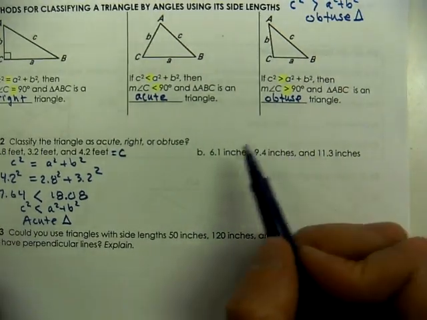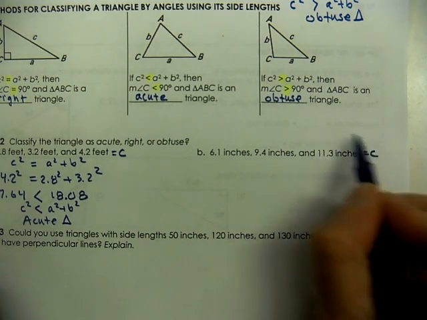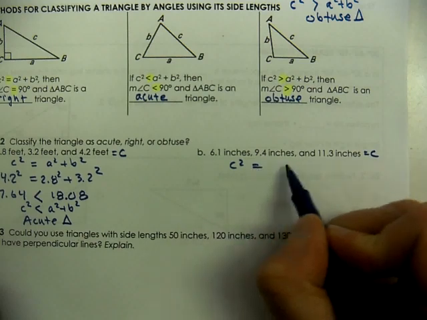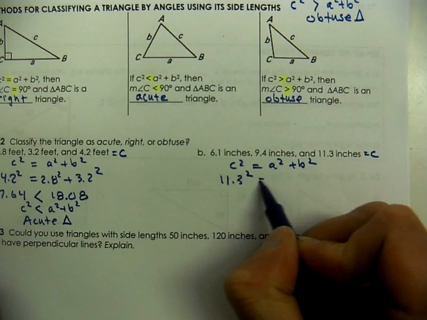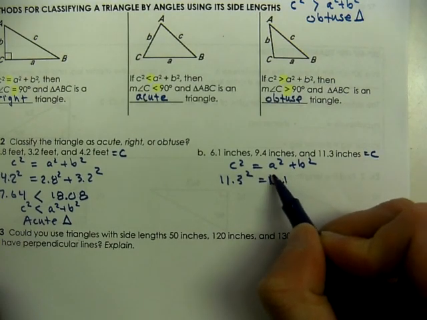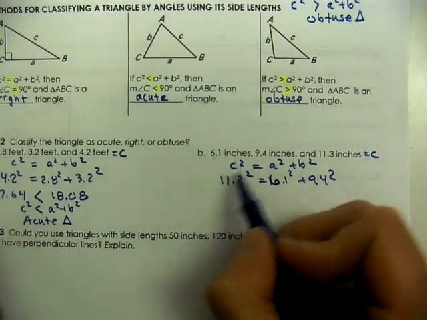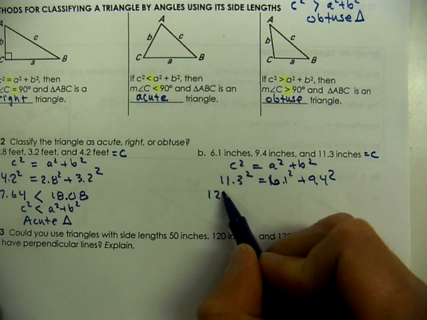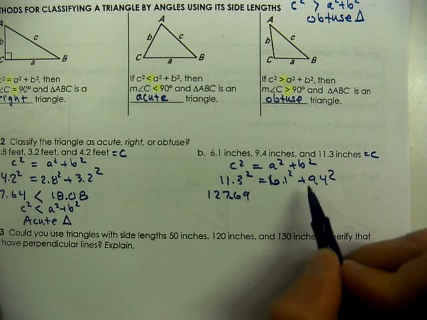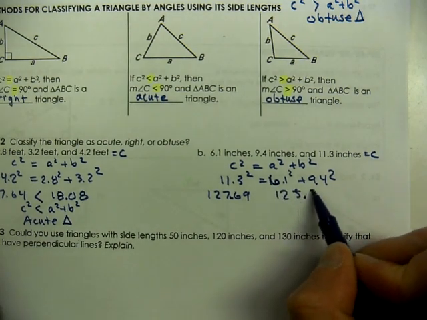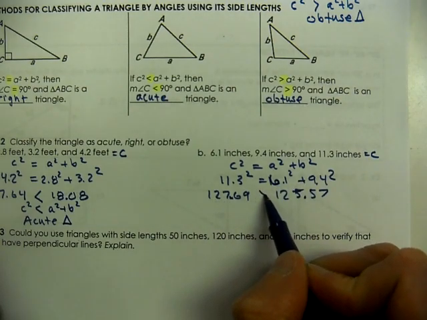Here's another one with decimal values, 6.1, 9.4, 11.3. Again, 11.3 is the largest, so that is your potential hypotenuse. Setting up our formula again, we have 11.3 squared equals 6.1 squared plus 9.4 squared. And again, just taking that to our calculator, we get 127.69. And then on the right-hand side, all of that becomes 125.57. So the 127 is greater than the 125, so that's the greater than symbol.